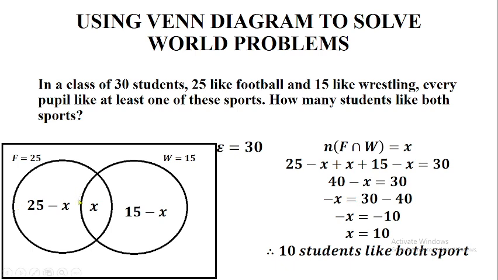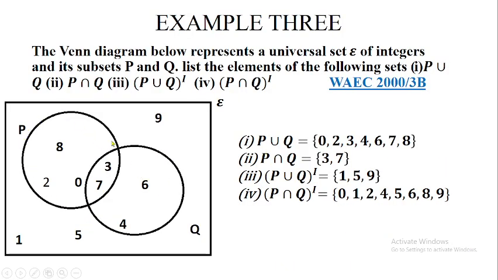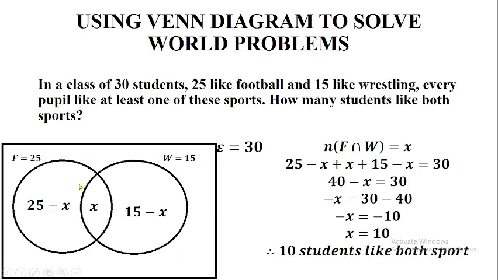So how do we get people that like football only, which is represented by this place? Don't forget, the number of students that like football is 25. That means all the elements in this football set are 25. Then we know that people that like both are X.